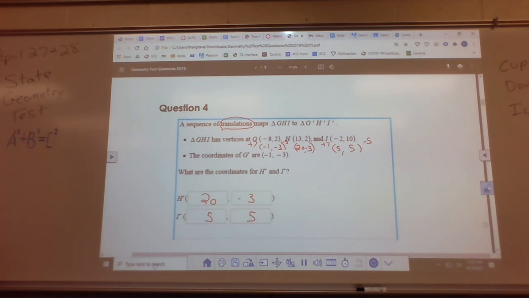So a translation is just a slide. They may ask something like this, where they tell you where one of the points ended up, and you've got to figure out where it slid. They may say, how far did it slide? They may give you how much it slid, and you've got to come up with the new coordinates. But there's probably going to be some form of translation questions on number 4.